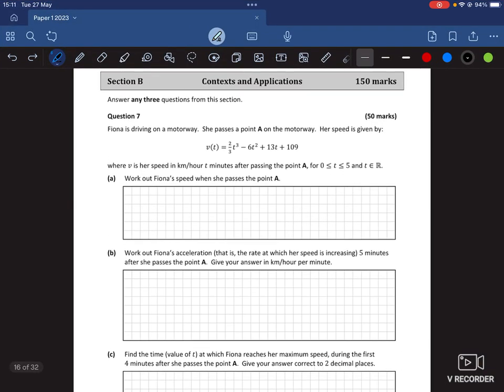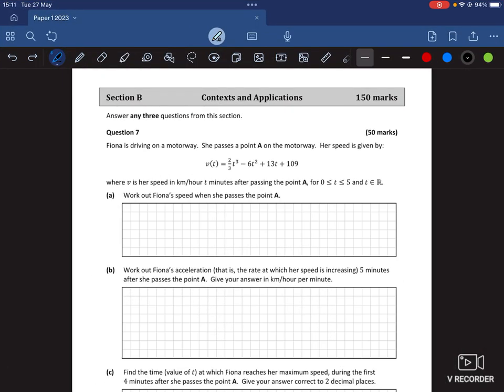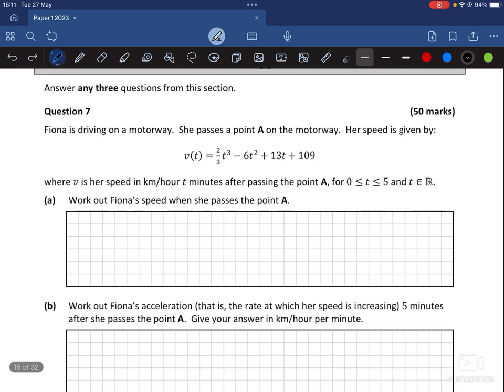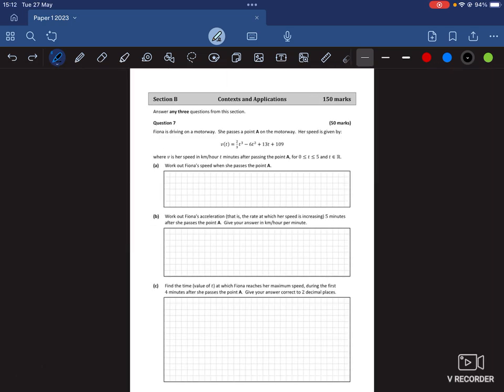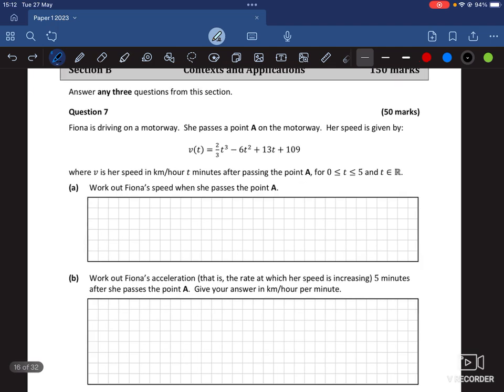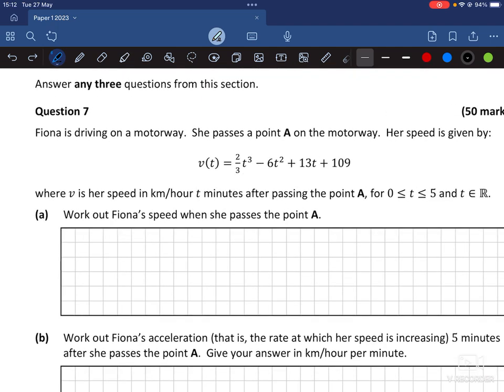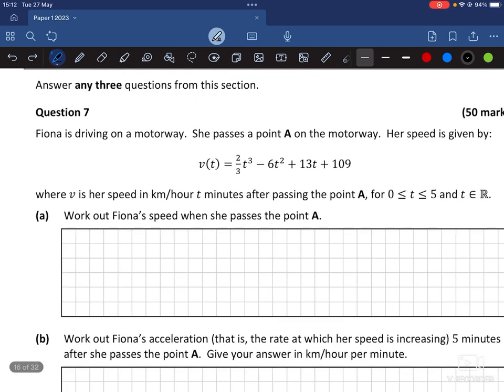So moving on to the long questions anyway. I don't want to spend too much time on this question because we've done it before, and some of the later parts to it are a bit difficult, but I'm going to do it again anyway just for completeness.